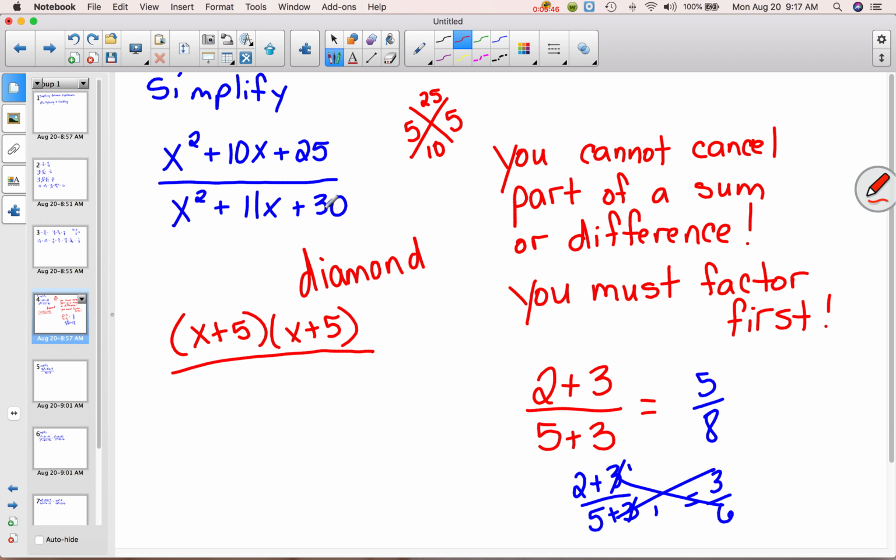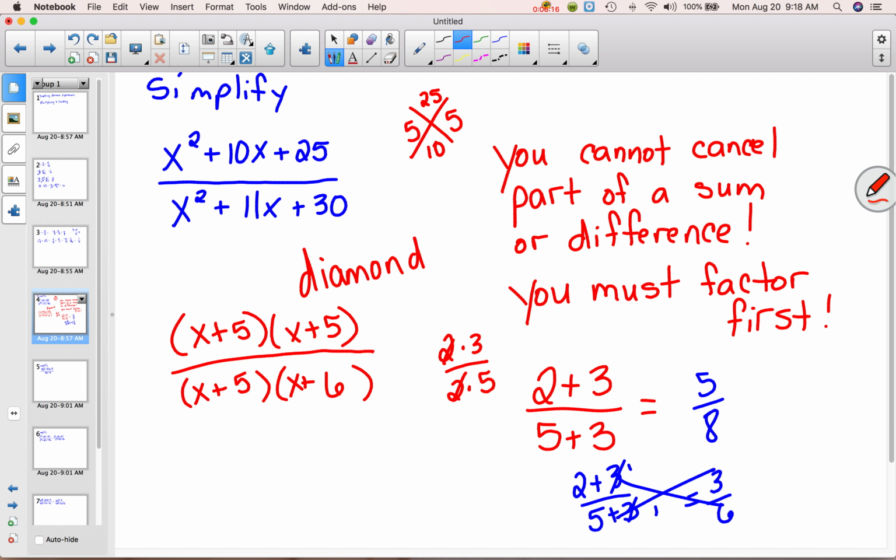And in the denominator, now what I like to do, because the only way to get x squared is x times x. And I know 6 times 5 is 30 and 6 plus 5 is 11. So I don't even do the diamond problem, I just think about it. Now, it's factored. So this is like having 2 times 3 over 2 times 5, okay? It's factored, x plus 5 times x plus 5.